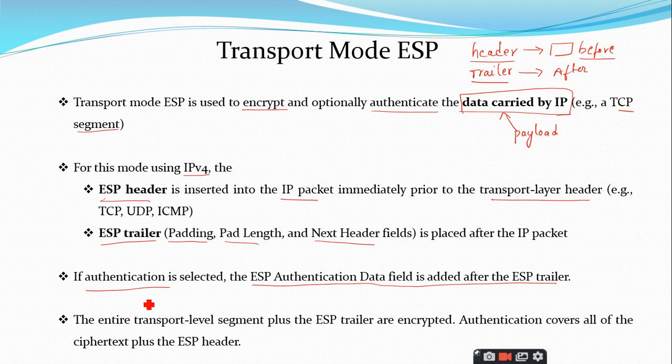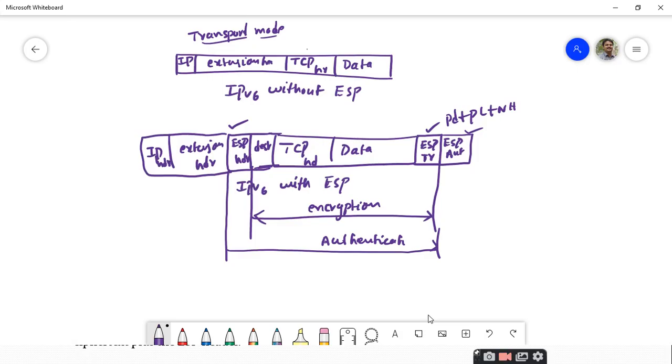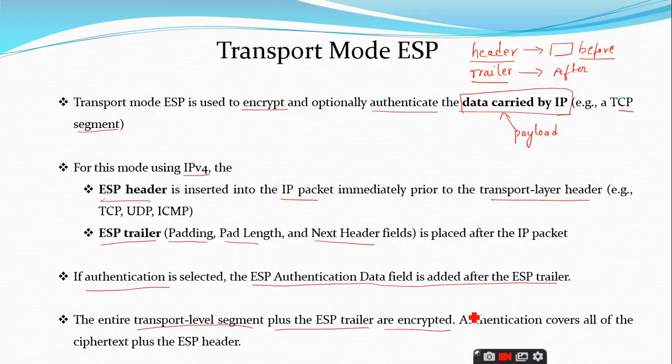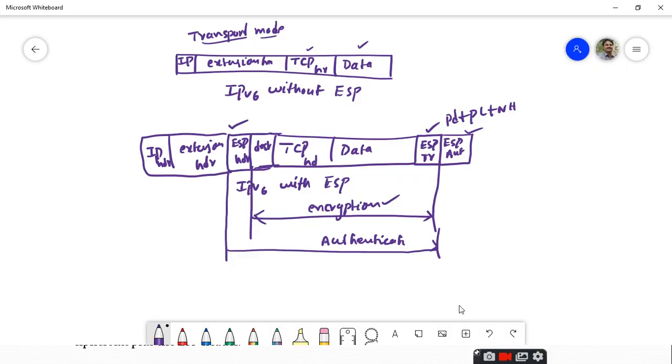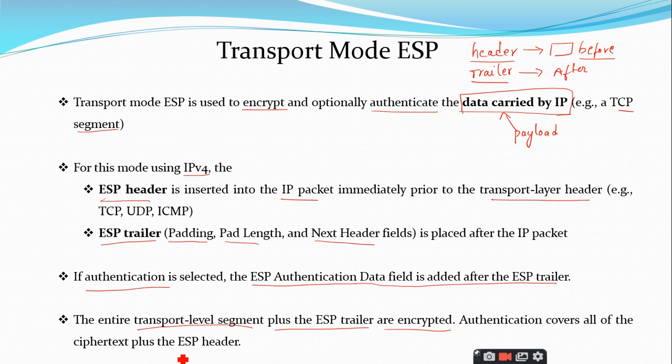Everything we have explained. So, the entire transport level segment plus ESP trailer are encrypted. This is what I am saying. So, TCP header plus data plus ESP trailer is going to be encrypted, and authentication covers the entire ciphertext. So, from here to here we are doing encryption. So, this can be treated as the ciphertext, and this ciphertext plus the ESP header will be added to the authentication service, and that information will be kept as the last information, that is the trailer, which stands for the ESP authentication trailer.